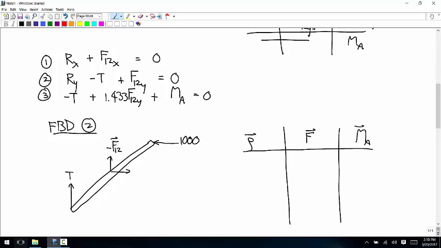I'll put the about point here. So the row vector for F12 is 0. Force vector is negative F12x, negative F12y. Cross product 0.